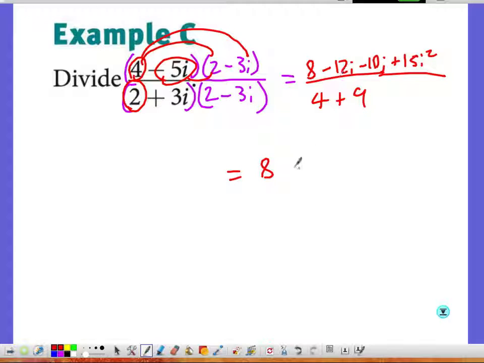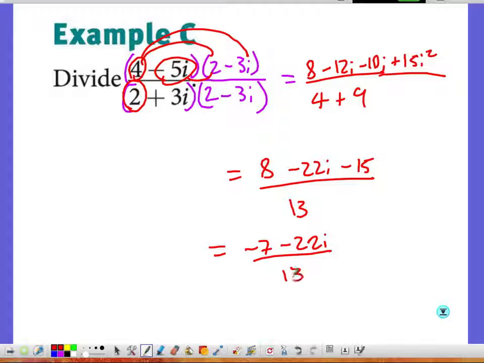Okay, let's combine like terms. We have 8 minus 22i, and then i squared is equal to -1, so that becomes -15, over 13. 4 plus 9 is 13. 8 minus 15, do the math, is -7. So we have -7 minus 22i over 13.